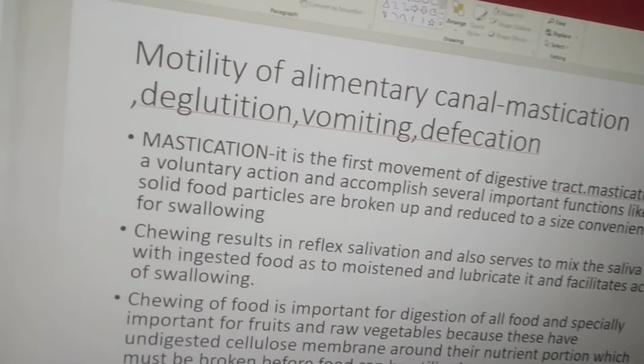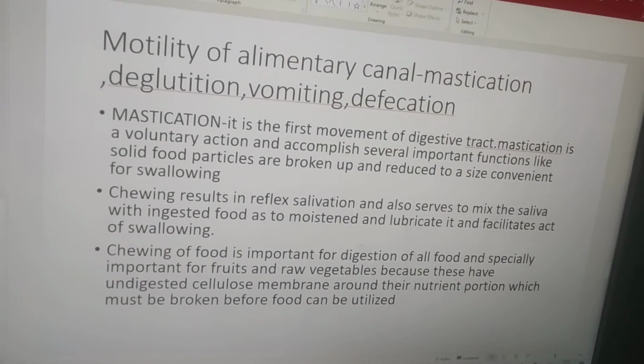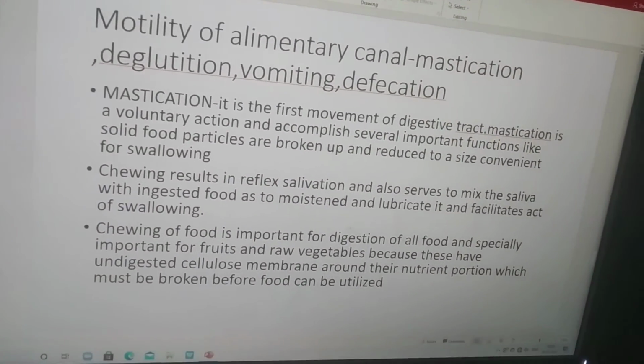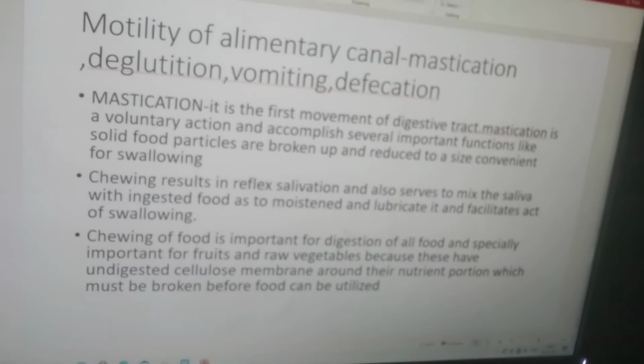Then motility of alimentary canal. Motility means mastication, deglutition, vomiting and defecation.